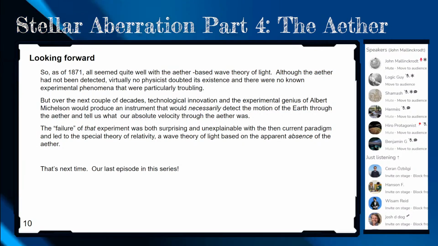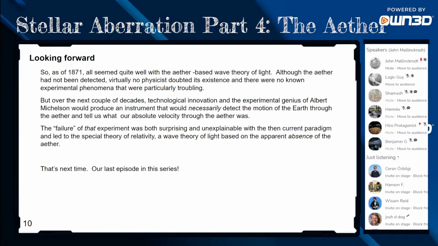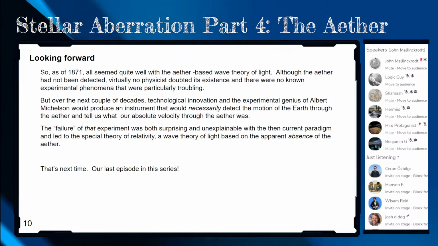But over the next couple of decades, innovation and especially the experimental genius of Albert Michelson produced this instrument, the Michelson interferometer, that would necessarily detect the motion of the Earth through the ether. It was easily sensitive enough to detect the motion of the Earth, because we knew already that its motion changes by 60 kilometers per second every year, and his instrument would detect that.